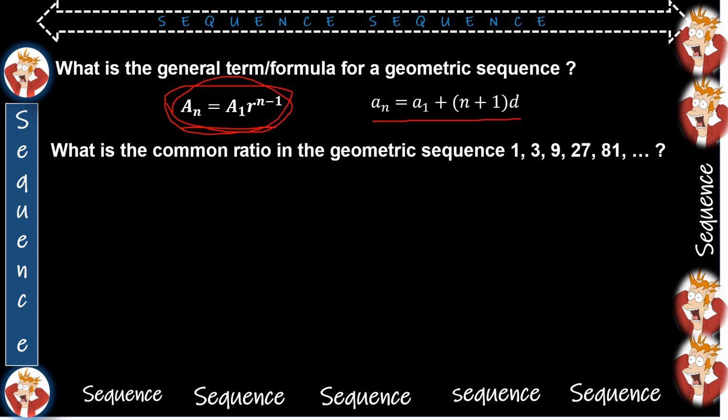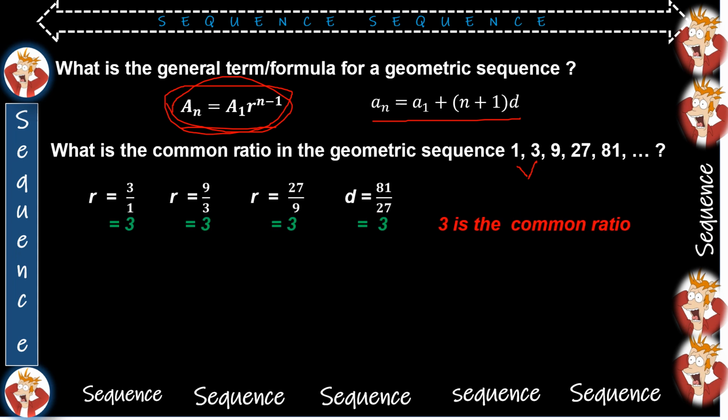So let's have next question. What is the common ratio in the geometric sequence? So dito naman po hanapin natin yung common ratio. Tulad ng nasabi natin, to find for the common ratio, just divide the consecutive terms. That is 3 divided by 1, 9 divided by 3, 27 divided by 9, and 81 divided by 27. So ang kanilang common ratio is equals to 3. Ganun lang kadali hanapin ang ratio.